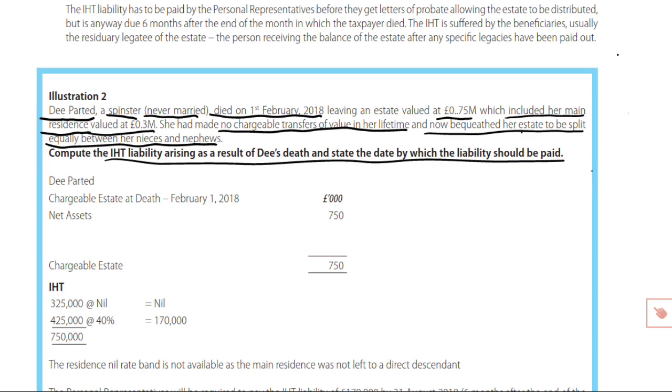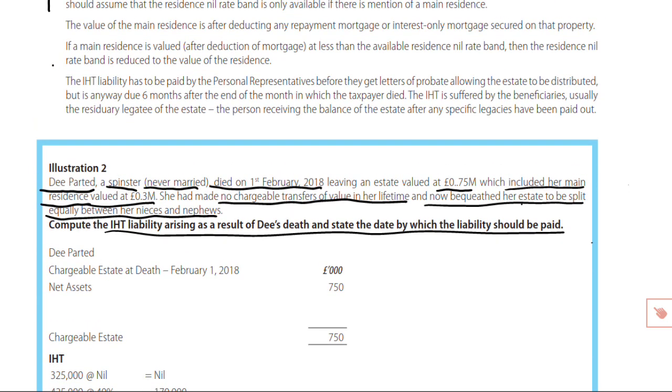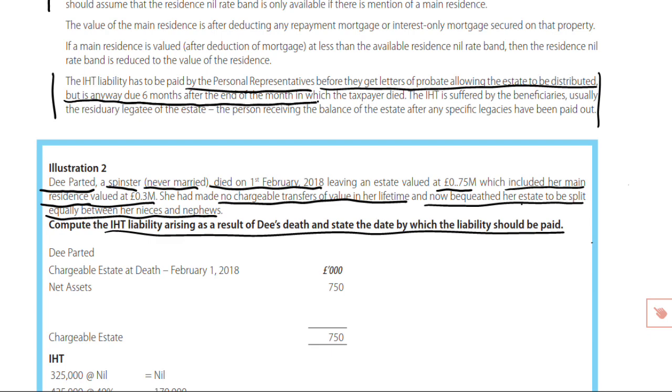Again, if you look just up here in relation to this note, the IHT liability has to be paid by the personal representatives before they get letters of probate, there's a lovely term, allowing the estate to be distributed. But when is it due? 6 months thereafter the end of the month in which the taxpayer died. The IHT is suffered by the beneficiaries. It's not the personal representatives who have to pay out tax from their money. They take the money out of the death estate. So there is less, therefore, to go to the beneficiaries, so that it is they that suffer that IHT.